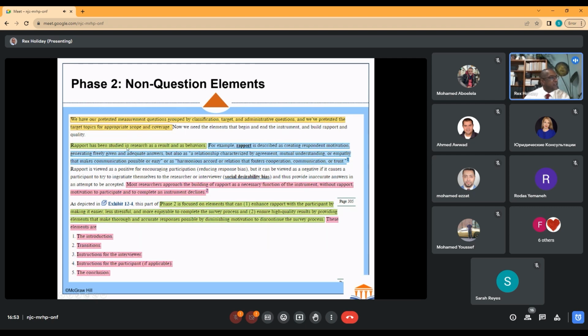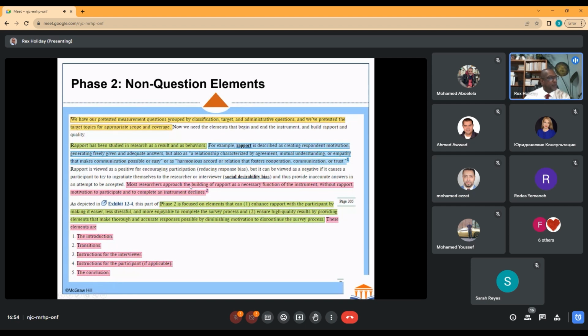So rapport has been studied and researched as a result and as behaviors. For example, rapport is described as creating respondent motivation, generating freely given and adequate answers, but also as a relationship characterized by agreement, mutual understanding, or empathy that makes communication possible or easy, or as harmony or accord, a relation that fosters cooperation, communication, or trust. Okay, so that's a much more eloquent way of defining rapport than what I gave you earlier. So this is very good. So the text does an excellent job with that.